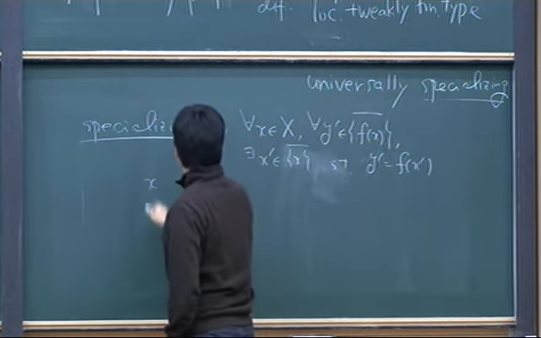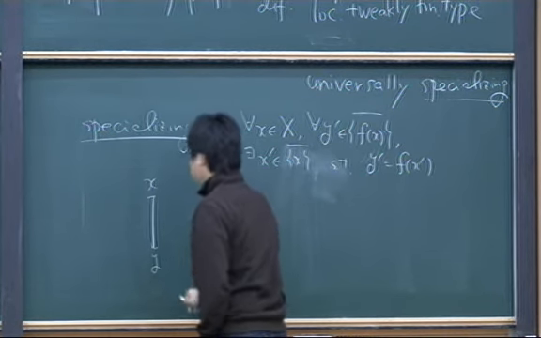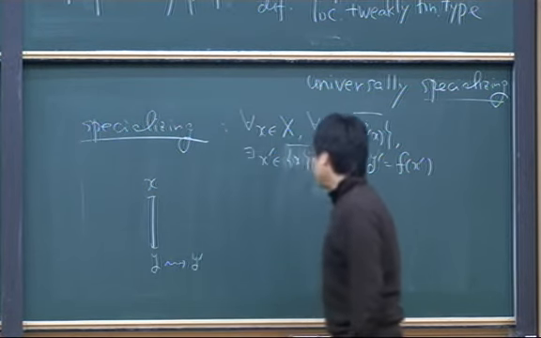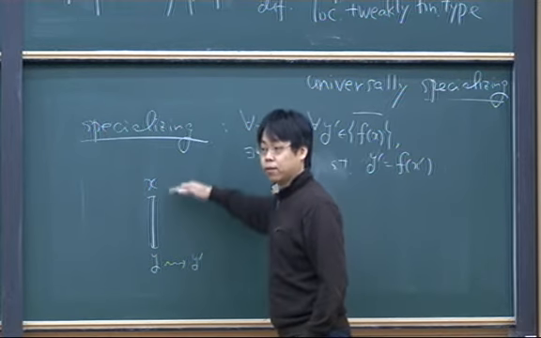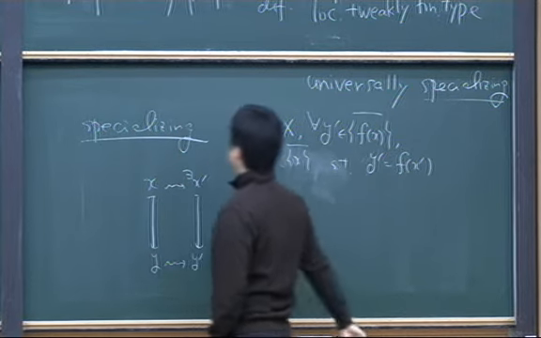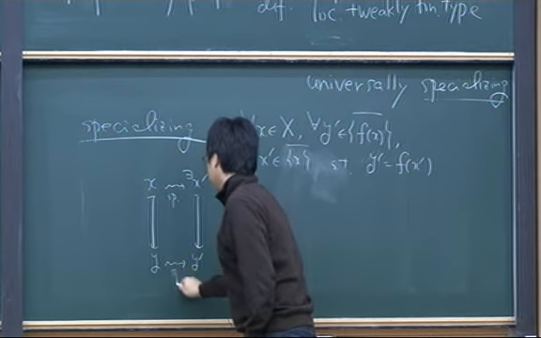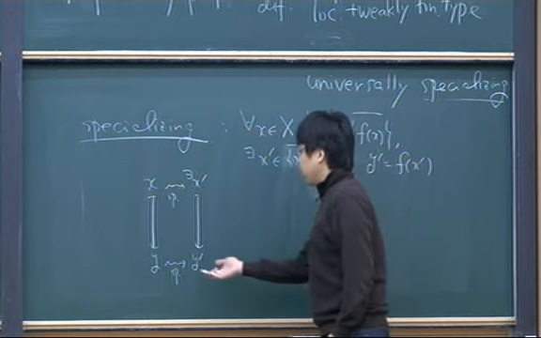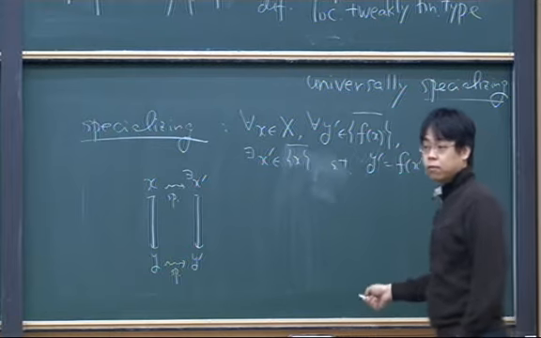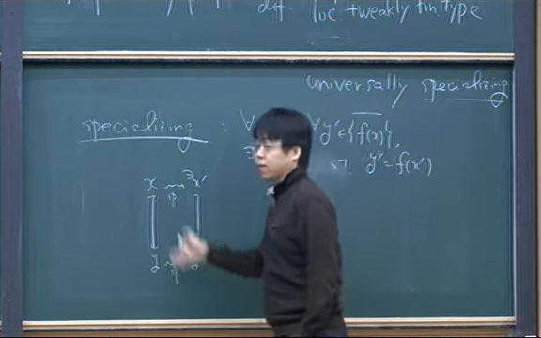So if we take x in X and take a map to Y and take an arbitrary specialization, then we can lift this specialization to X. This is a specialization and this is a specialization, and we can lift the specialization. It is the definition of a specializing morphism. If the morphism is a closed map, then it is automatically specializing.